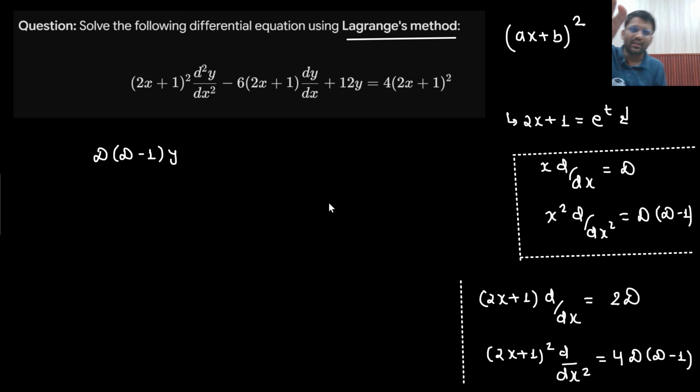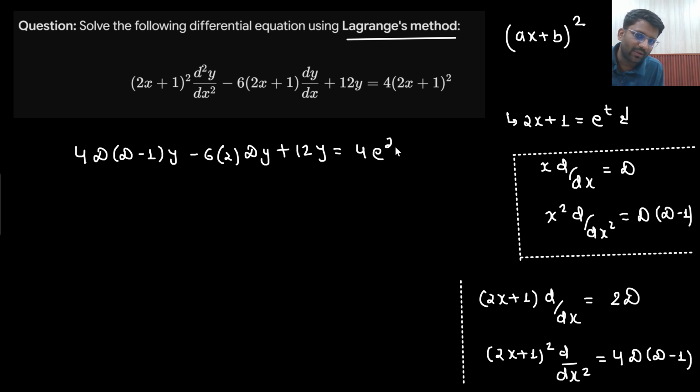So a square you need to take out. 2 square you need to take out. That would be 4. So the point is that we are simply ignoring this one. That's it. Nothing else. 6 as it is. Then this 2 will come out. x d by dx will be replaced as D, then y. Then 12 as it is, y, will be equal to what? 4. 2x plus 1 was treated as e to the power t, so it will become e to the power 2t. There you go. And what is D here? D is nothing but d by dt.